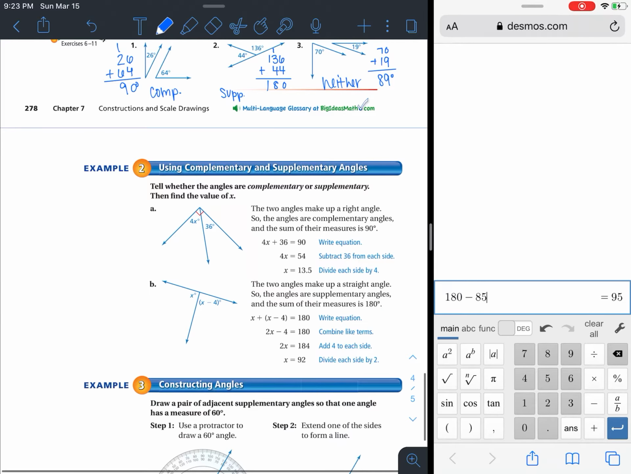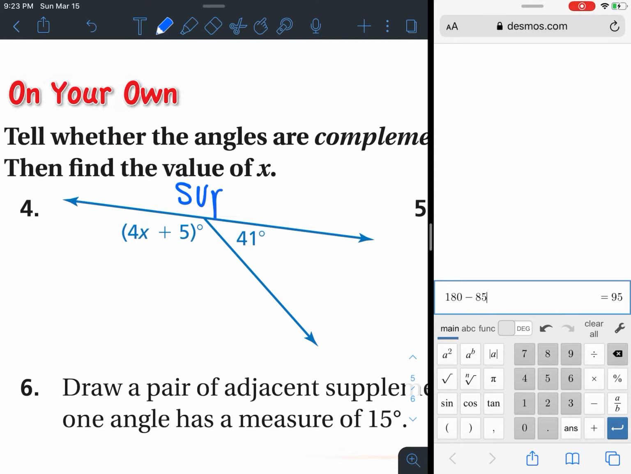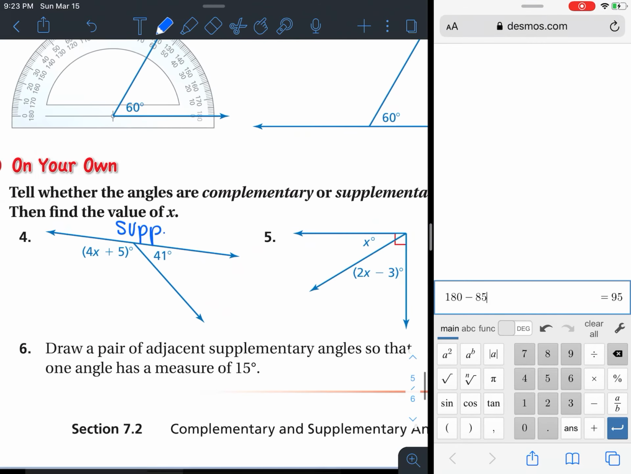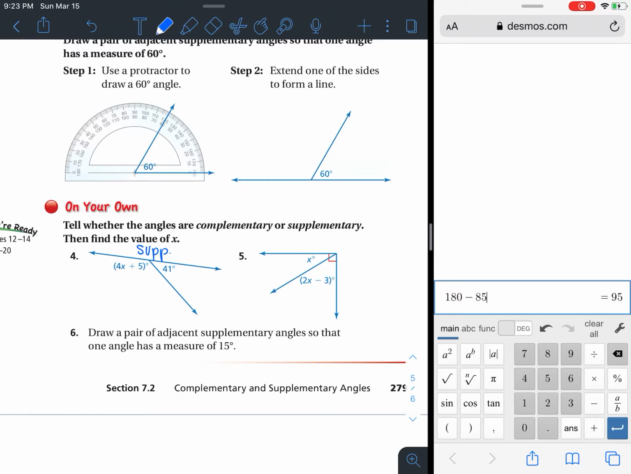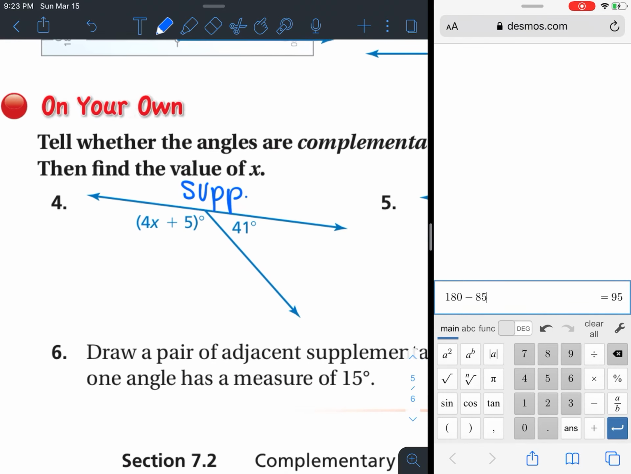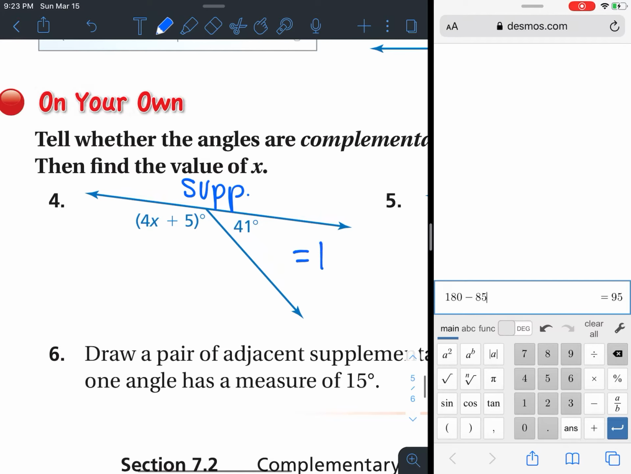Now using that, if they tell you it's 90 or 180, then you would solve for x. So let's do some of those together. Look at number 4 and 5. On your own, number 4. These two form a straight line, so that means they are supplementary. That's the first thing it asks us to do, tell whether they are complementary or supplementary. So that means they have to equal 180.